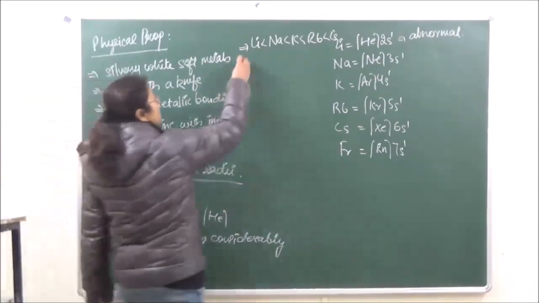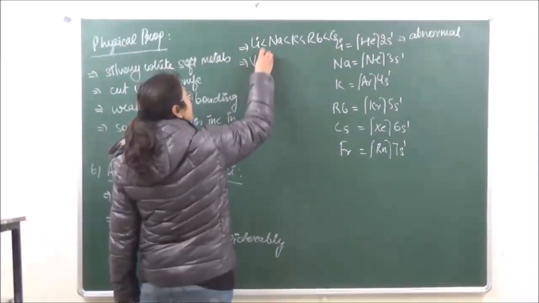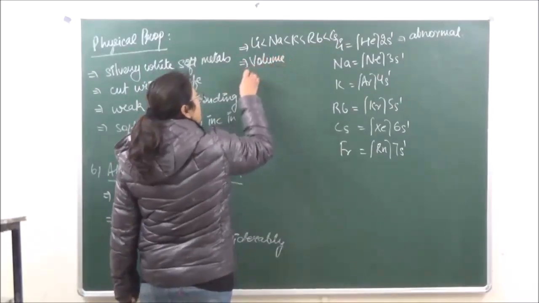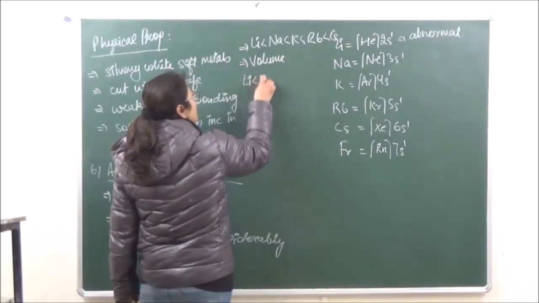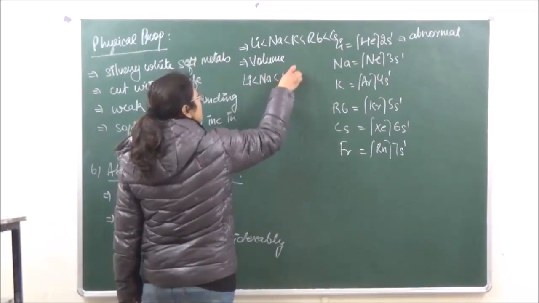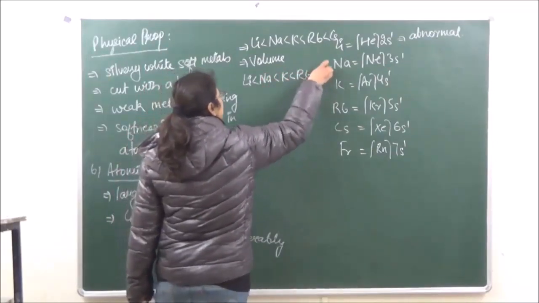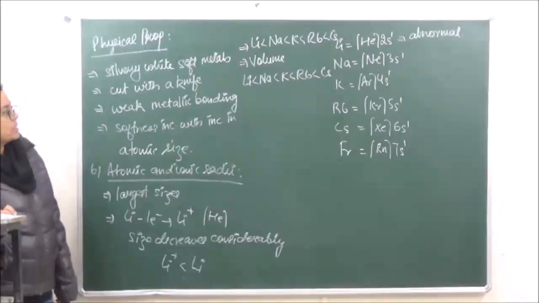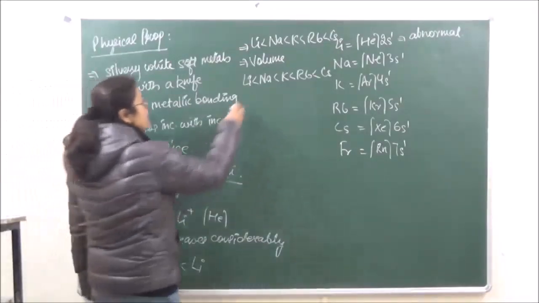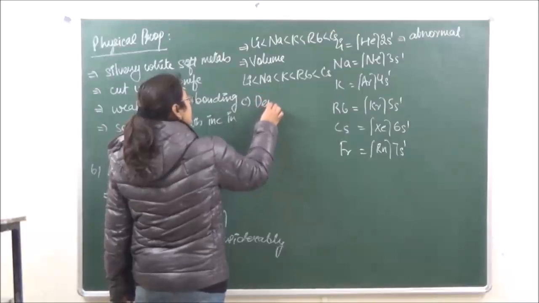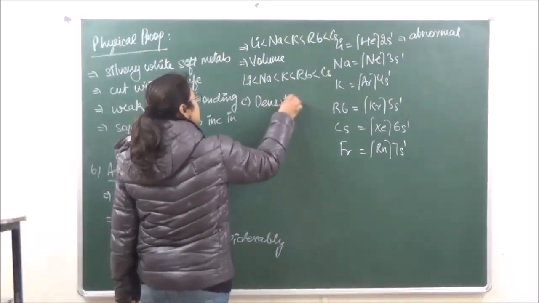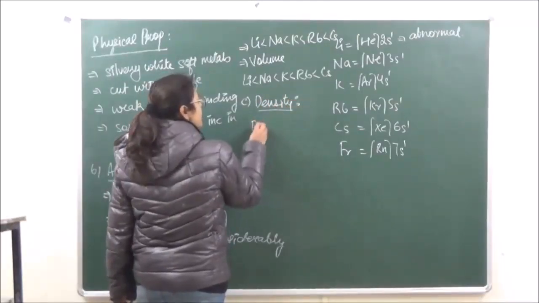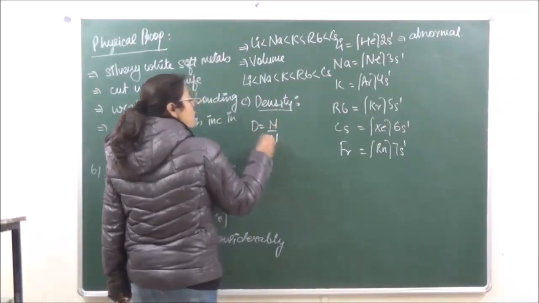So the volume increases in the same pattern. Volume will also increase from lithium to sodium to potassium to rubidium and to cesium. The volume will also keep on increasing. Then the next property which we are going to discuss, that is density. We know that density is equal to mass upon volume.